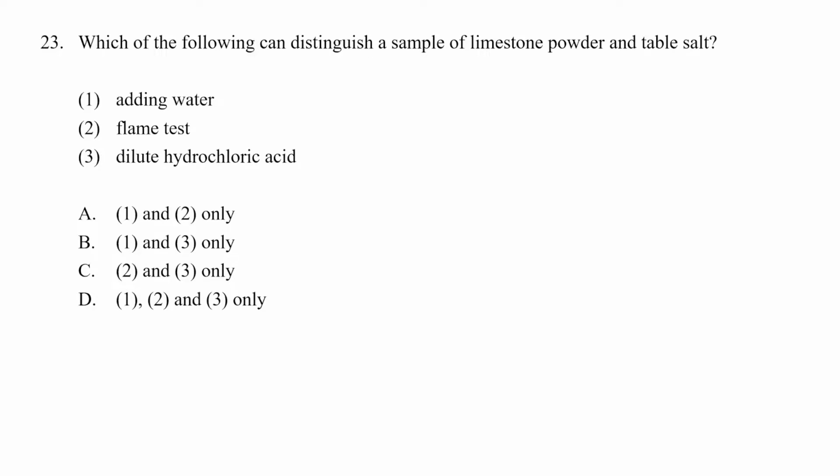2015 question 23. Which of the following can distinguish a sample of limestone powder and table salt? And you're given three options. So first off, let's write down what they are. Limestone is calcium carbonate, and it's a powder, so solid. And table salt is sodium chloride.